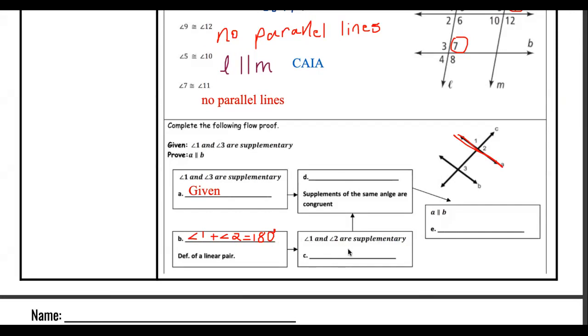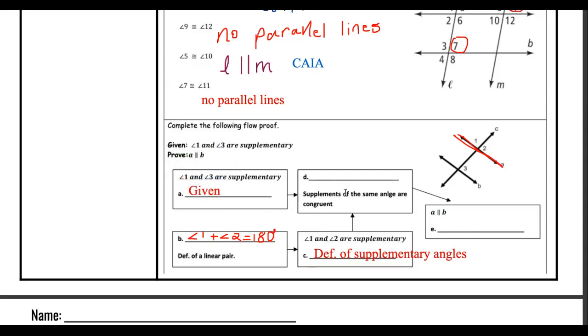Now we move over to C. They give us the statement: 1 and 2 are supplementary. We've got to justify that. Well, we know that anytime something adds to be 180, that's the same thing as supplementary. But how do we know that? We know that because that's the exact definition of what supplementary angles are. So we're going to put definition. You're going to spell that correctly, better than me. All right, so that's A, B, C.